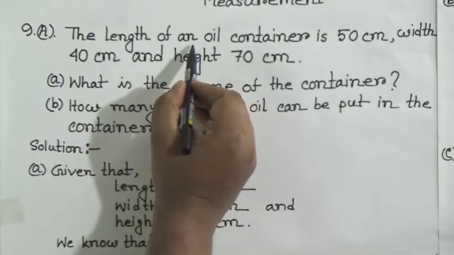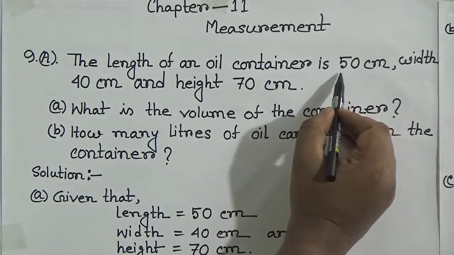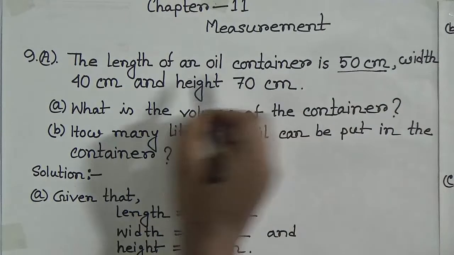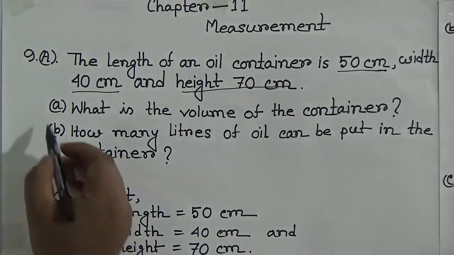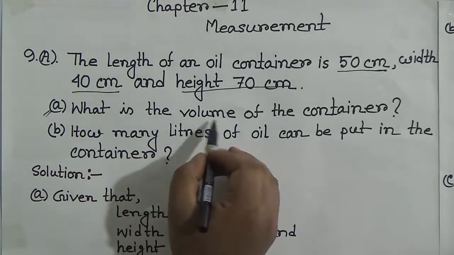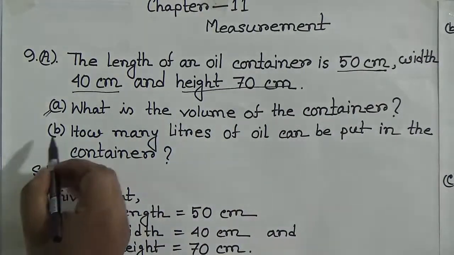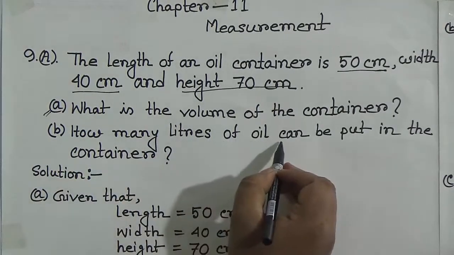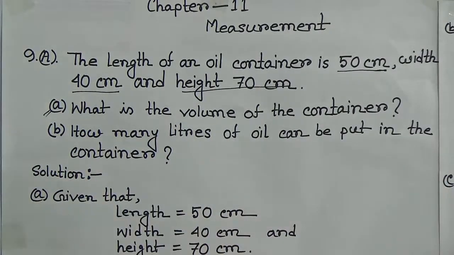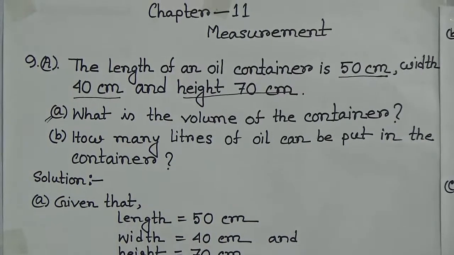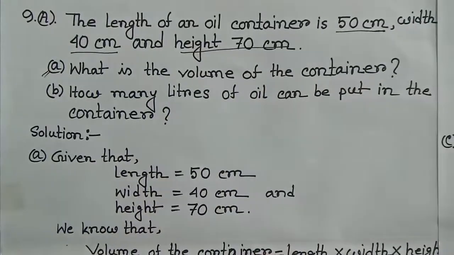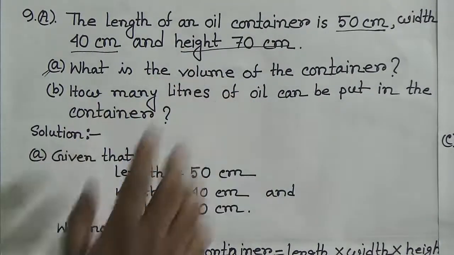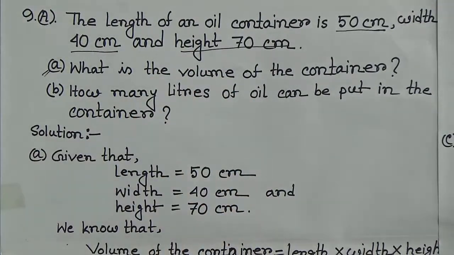The length of an oil container is 50 centimeter, width is 40 centimeter and height is 70 centimeter. Question number A, what is the volume of the container? Question number B, how many liters of oil can be put in the container? Before starting to solve this math, we need to make a plan for how we can solve it. First of all, the first question is what is the volume of the container? To solve this, we need to know the formula of volume of the container.